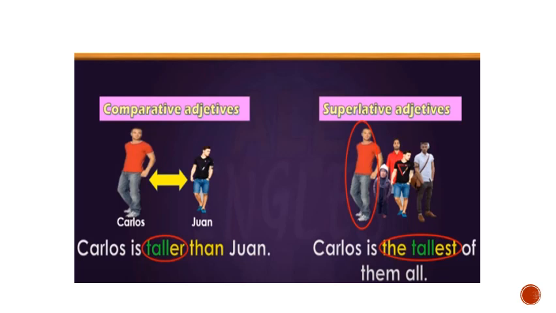Here we compare Carlos with another person. So we use the comparative form of the adjective tall.